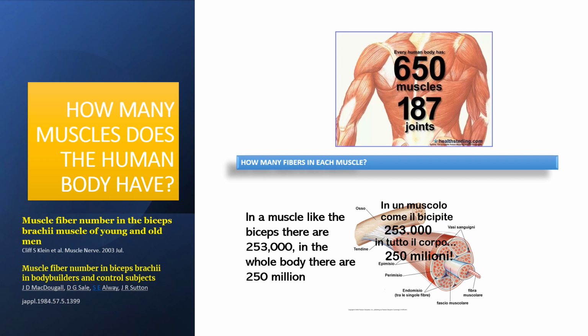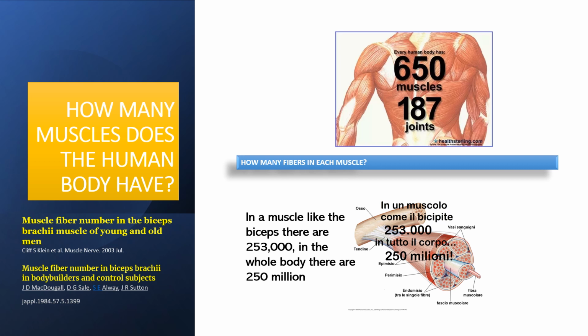So how many muscles do we have? There are many ideas, but the authors say 600, 650, 700. There are difficulties in finding the real number because muscles are very contiguous, very close. It is difficult to see where the border of one muscle ends and another begins. So we have, for instance, in the biceps brachii muscle, 253,000 muscle fibers.